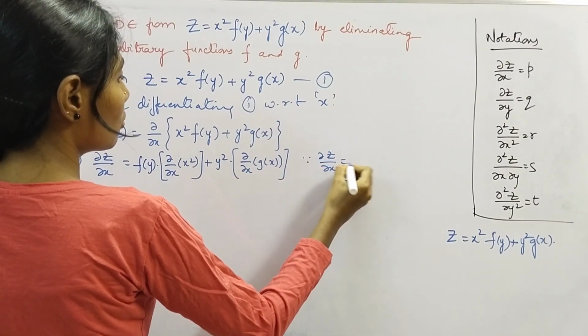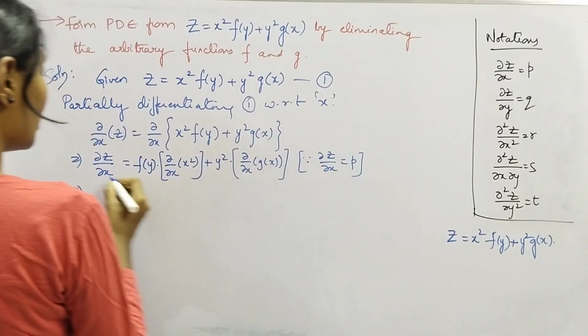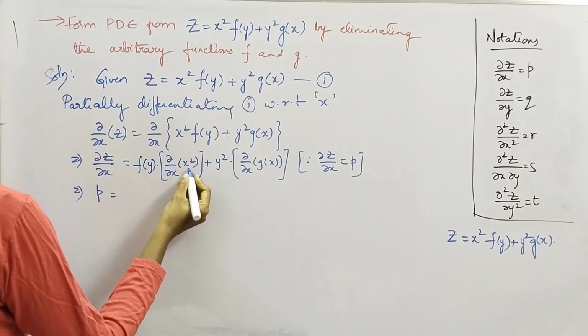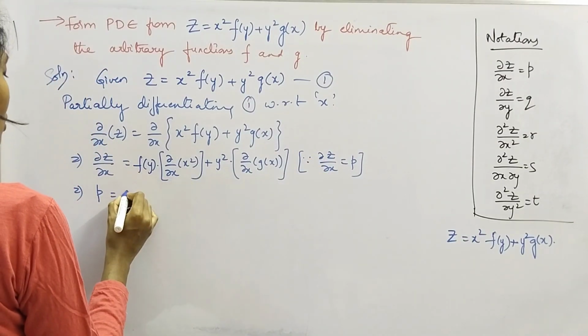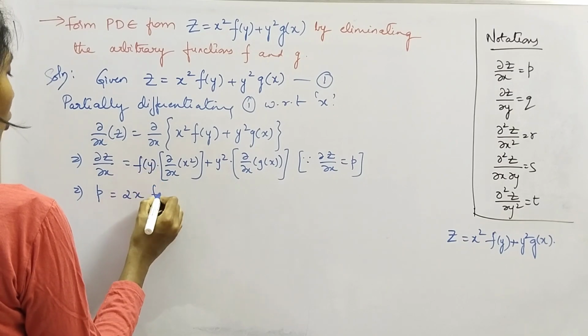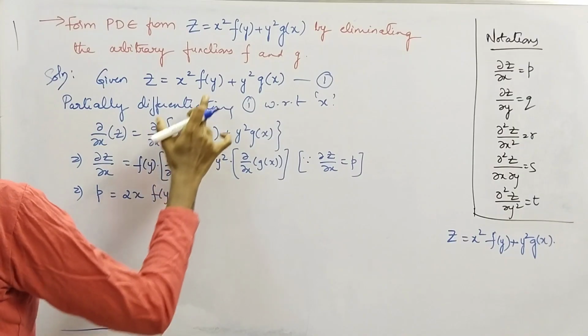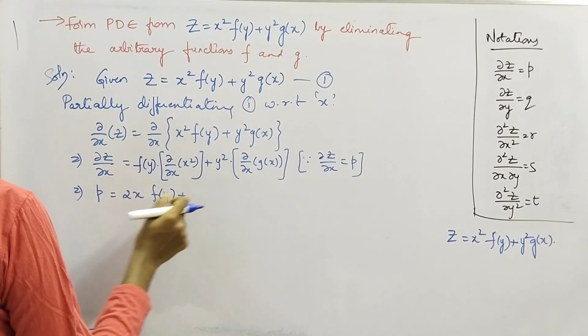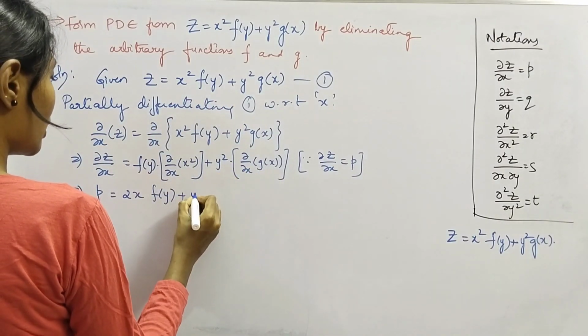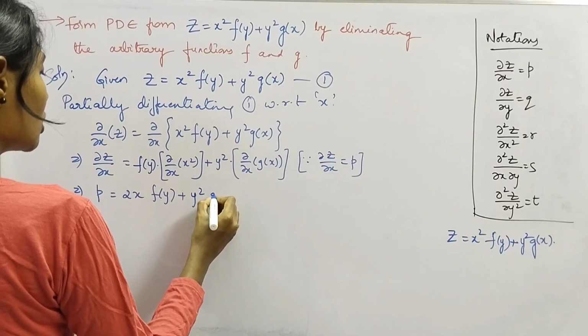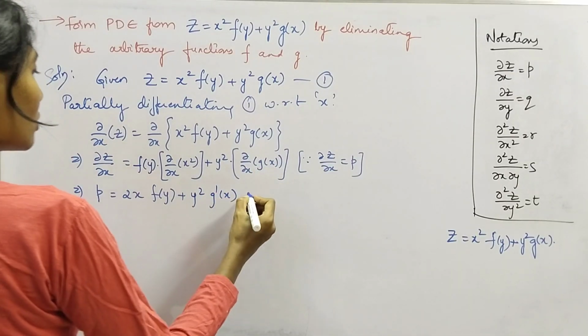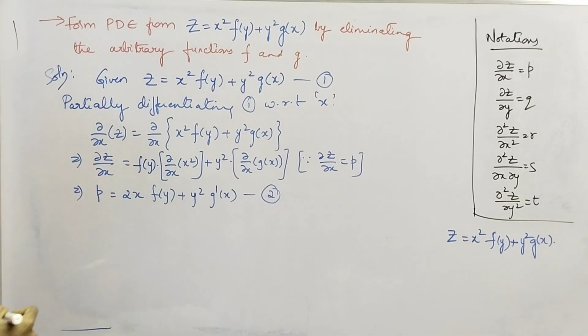Since we have a notation dou z by dou x equal to p, let's replace it by p. We'll get p equal to partial derivative of x square with respect to x is 2x into f of y. You can just directly write this, okay? By partially differentiating 1, you'll get this, okay? Y square into partial derivative of g of x is g dash of x. Now consider it as equation number 2. Fine. Now see this equation involves p, okay?